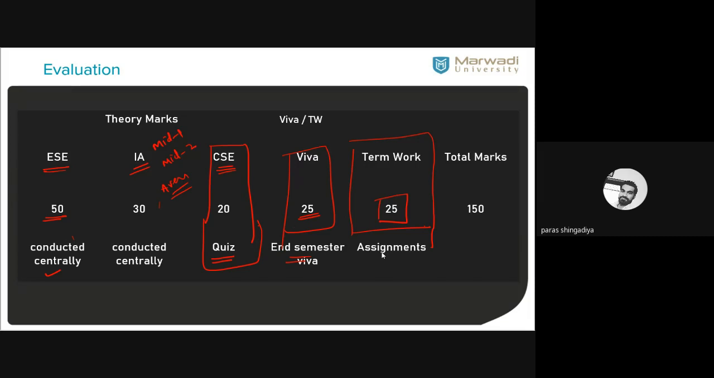during the lab session. And at the end of the semester, you submit the assignments for the term work. The total evaluation mark will be 150. Clear? In this DMGT subject. So this is our evaluation scheme.